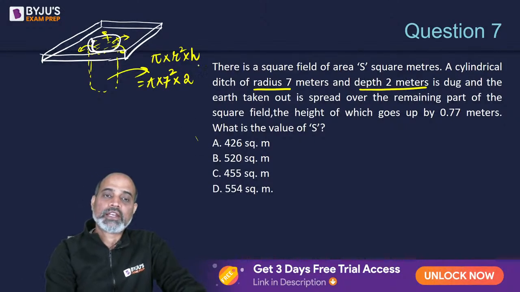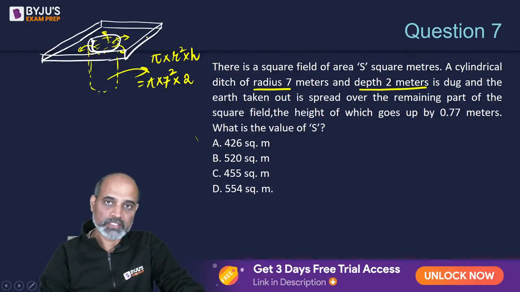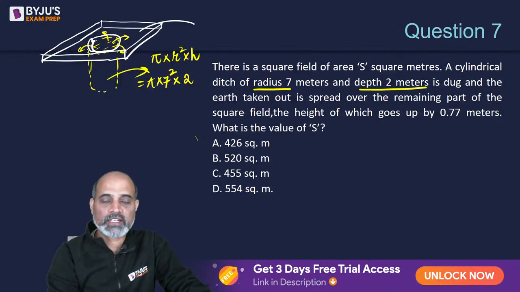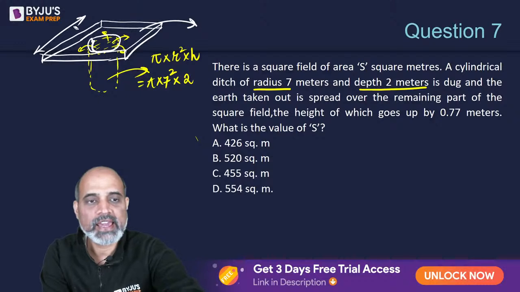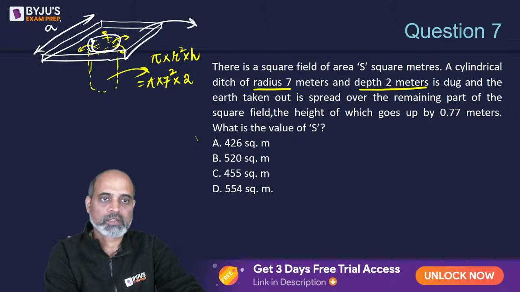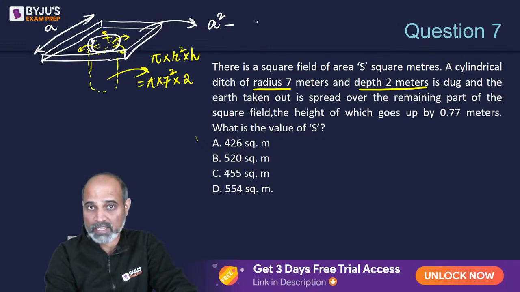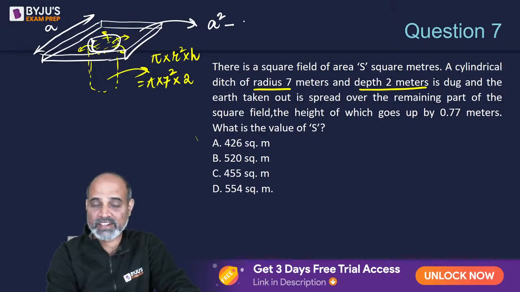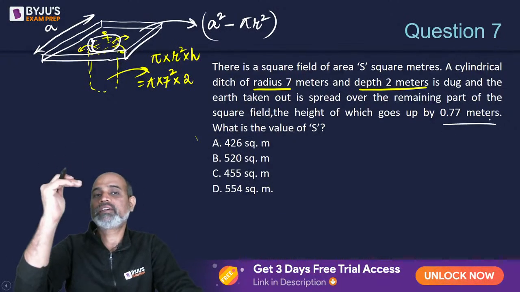Okay. Now this volume is going to be spread around. So what is the volume that we will have outside? The volume that we are going to have outside is going to be the area of the square. So let's say the side of the square is A. So this area of the square will be A square. From there, we are going to subtract the area of this circle inside it, which is going to be pi r square. Once this becomes the land area, we will see by how much height it has been moved.